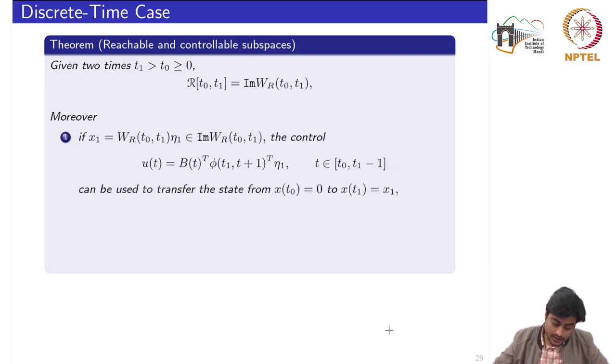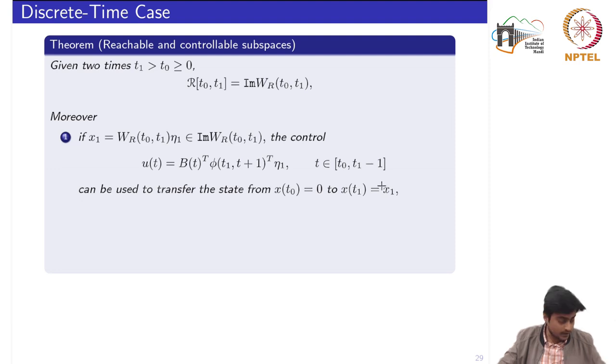Then the characterization of the subspaces in terms of the subspaces given by the Gramians. Given times t1 greater than t0 greater than or equal to 0, the reachable subspace is equivalent to the subspace formed by the image of the reachability Gramian. Moreover, x1 belongs to this subspace if I can write x1 equal to the reachability Gramian times some vector eta 1.